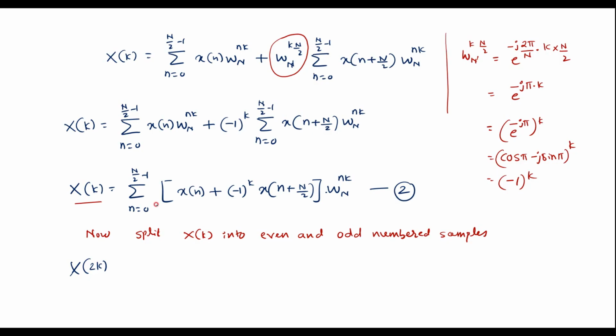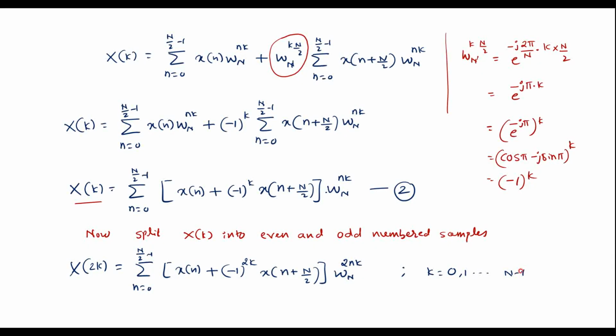That is, k should be replaced by 2k in this expression: x of 2k is equal to summation n is equal to 0 to n by 2 minus 1, x of n plus minus 1 power 2k x of n plus n by 2, W_N power n is written as it is, k is replaced by 2k, that is 2nk. And here k varies from 0, 1 up to n by 2 minus 1.